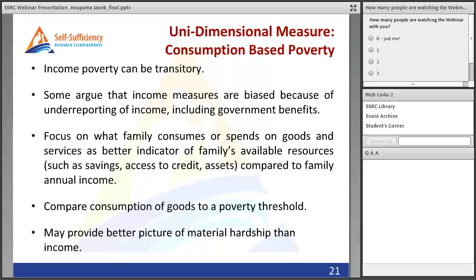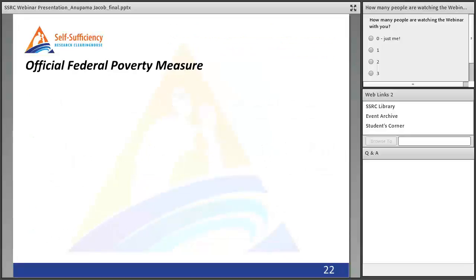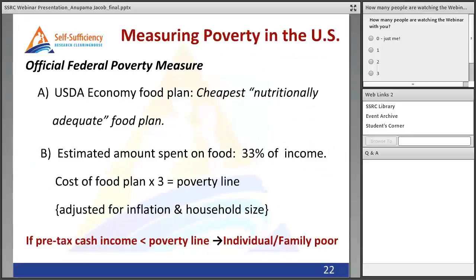Okay, so moving on, I will now very briefly talk about the federal poverty measures so we can compare how the U.S. measures poverty with the alternative ways in which poverty is measured globally. I would like to refer you to previous emerging scholar Sarah Kimberlin's webinar, which is also posted on the SSRC website, should you be interested in more details regarding poverty measurement in the U.S.